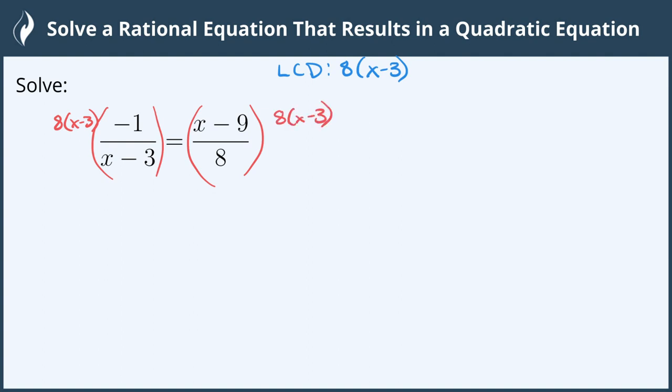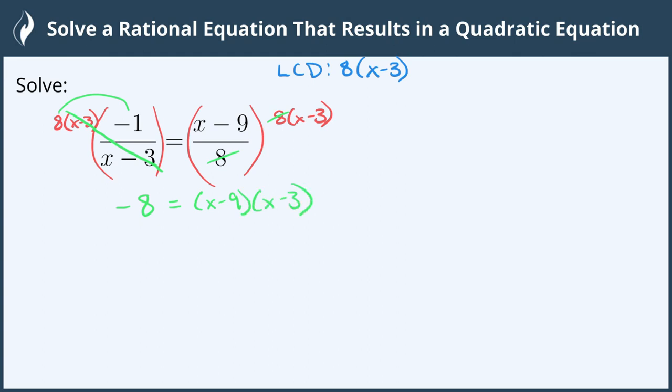On the left side, we'll notice that the x minus 3 divided by x minus 3 cancels. So we have 8 times -1, which gives us -8. On the right side, the 8 will cancel, so we have x minus 9 times x minus 3.